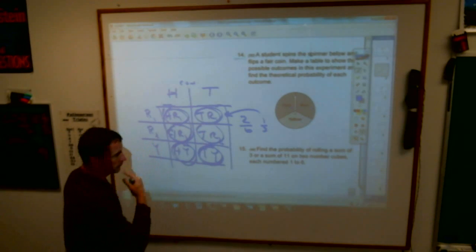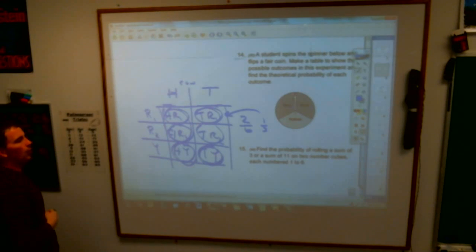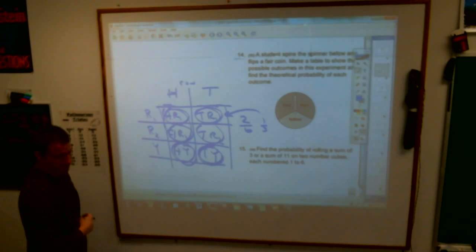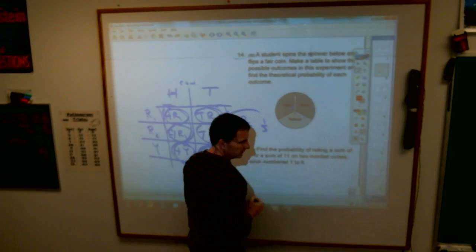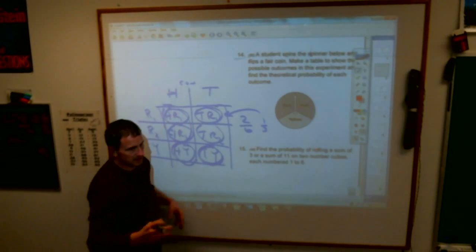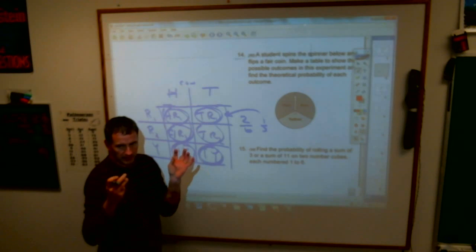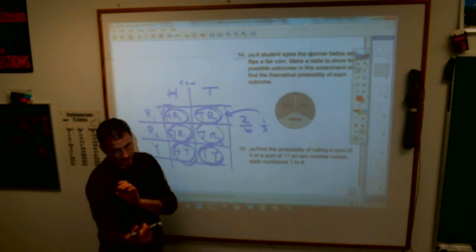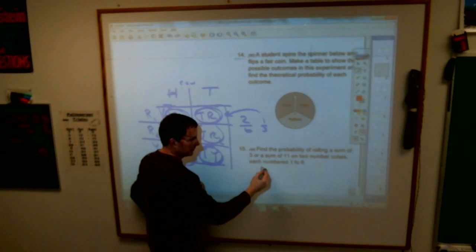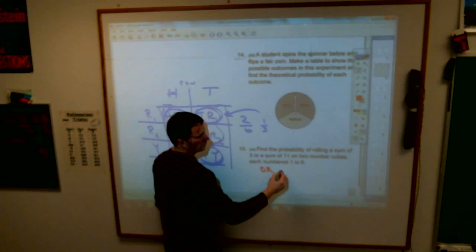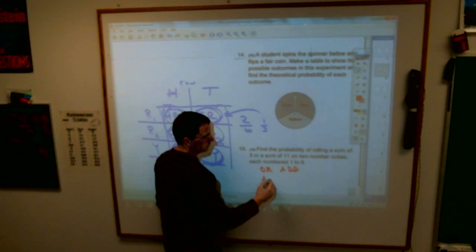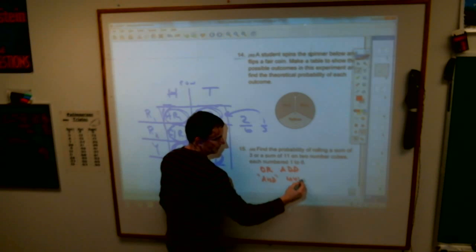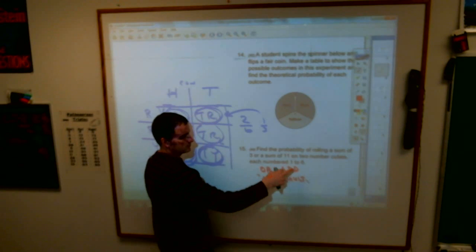15. Probability of rolling a sum of 3 or a sum. Ladies and gentlemen, if you see there's a difference between and or. And means they both have to happen. Or means either one of them can happen. If it's an or, I'm saying you add their probabilities together. If it's an and, you multiply the probabilities together. Because your probability is greater with or.